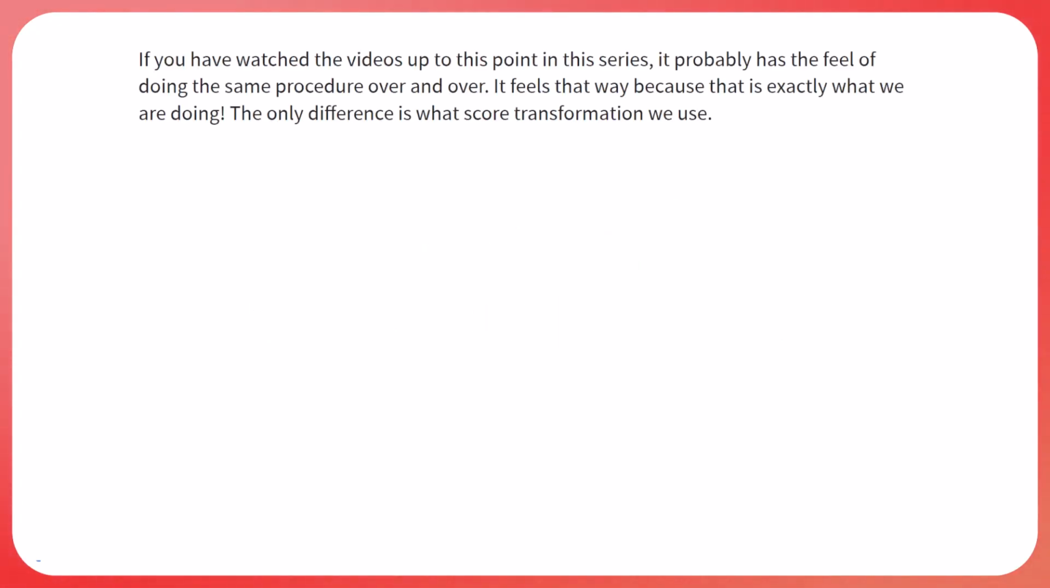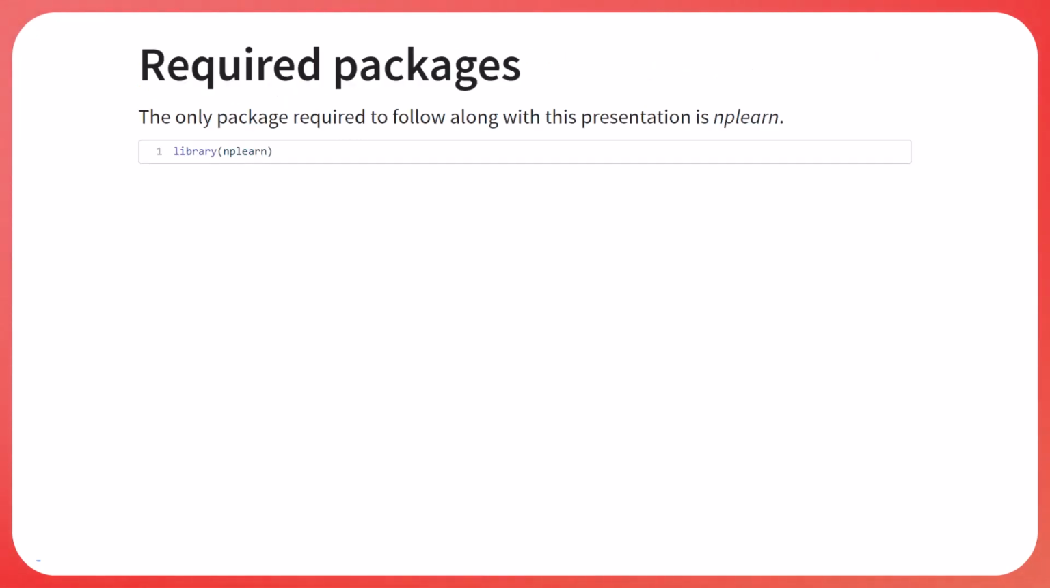If you've watched the videos up to this point in this series, it probably has the feel of doing the same procedure over and over. It feels that way because that is exactly what we are doing. The only difference is what score transformation we use. This can lead us to set up a general framework for two-sample randomization tests. The required R package you will need in order to follow along with this video is just nplearn.